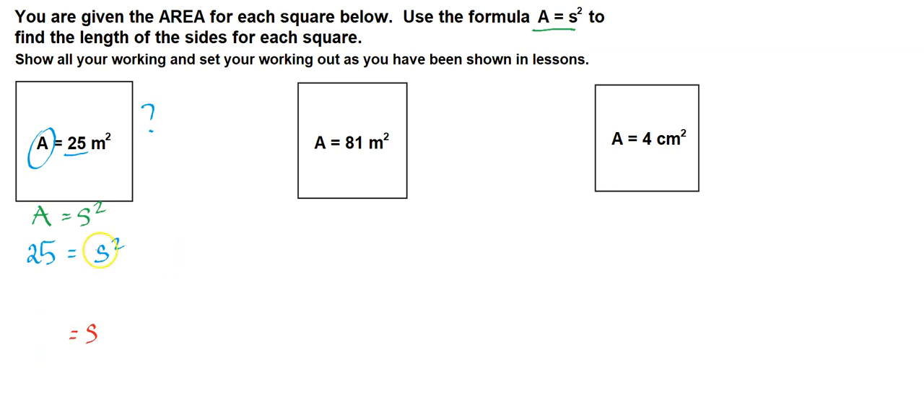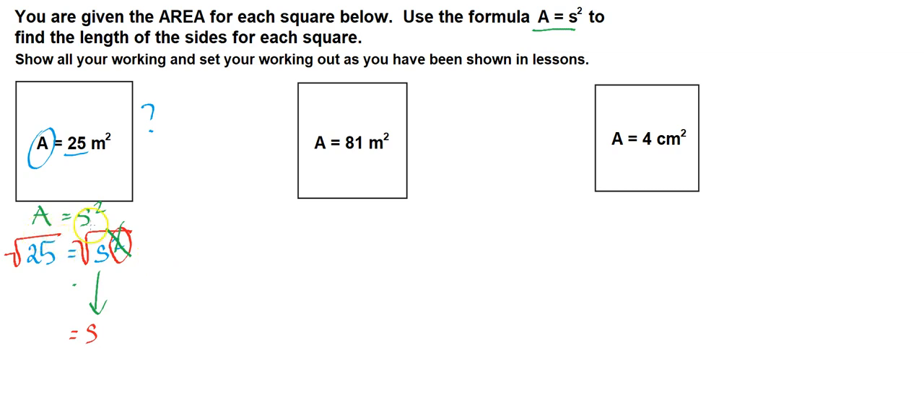So how do we get rid of squaring? Let's do the opposite of squaring, which is finding the square root. And what we do to one side, we've got to do to the other side. By doing that, I get rid of the squaring and I'm left with S, which is what I want.